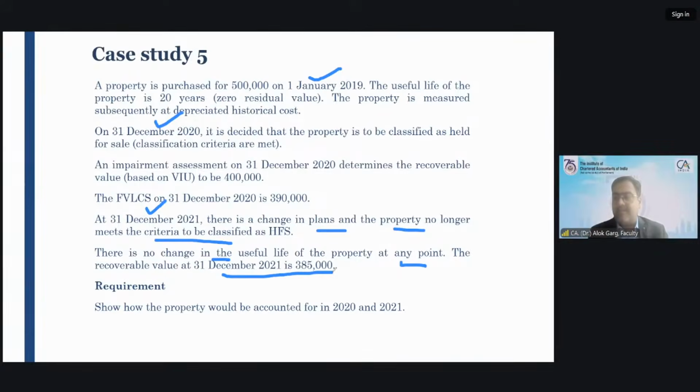Tell me. Yes, sir. The first 5 lakh is the opening balance cost. Then from January 1st, 2019 to 31st December 2020, 2 years we need to provide depreciation, that is 50,000. After 50,000, we will get 4,50,000. Now there the impairment has happened. At that time the recoverable value is 4 lakh only, so that impairment loss will go. Then the carrying value at that point in time is 4 lakh only on 31st December 2020.